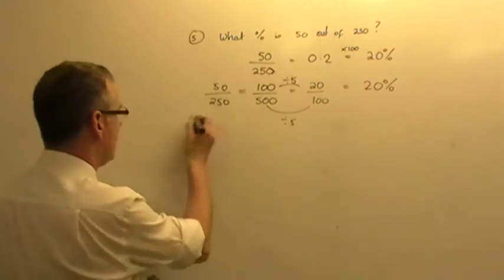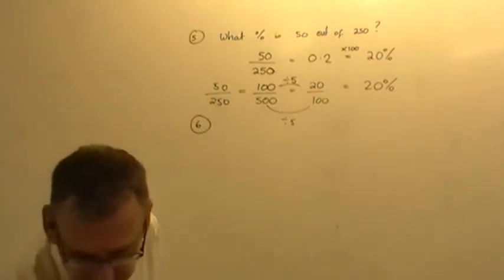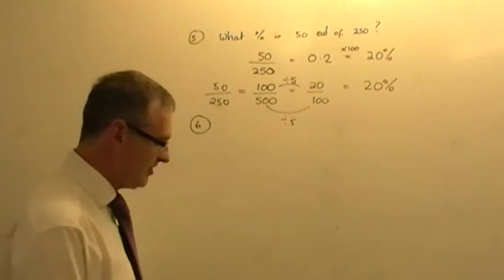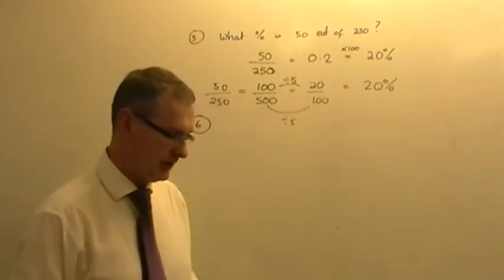Okay, let's have a look at question 6. Question 6, okay, we've got a cylinder which has a uniform circular cross-section.